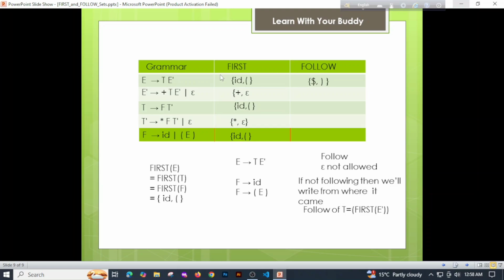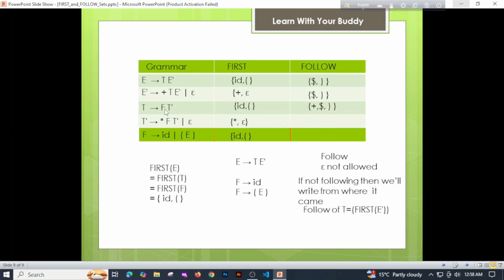As we can see, for the follow of E, at first we will look at the left side of the arrow, and then we will see where we have that E. So we have E in the last line, and T is being followed by the closing bracket, that's why we have written a closing bracket here. And for E prime, we need to see where T prime is as well. T prime is here, but it is not followed by any terminal, so it goes directly back to its origin, that is also E prime.